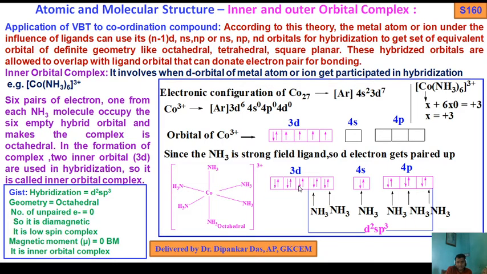All electrons are paired up. So there is no unpaired electron, so it is a low spin complex. The magnetic moment mu will be 0 Bohr magneton. So it is an inner orbital complex.